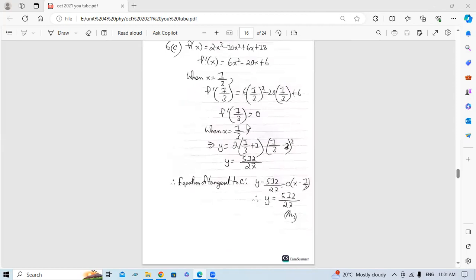which will be 2 into (1 by 3 plus 1) into (1 by 3 minus 3) whole squared, and the y value will be 512 by 27. And the equation of the tangent to C will be y minus 512 by 27 equals 0 into (x minus 1 by 3), and the y value will be 512 by 27. That's the answer.